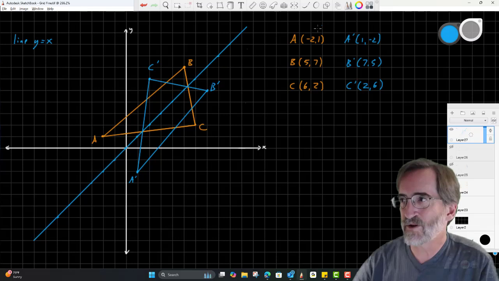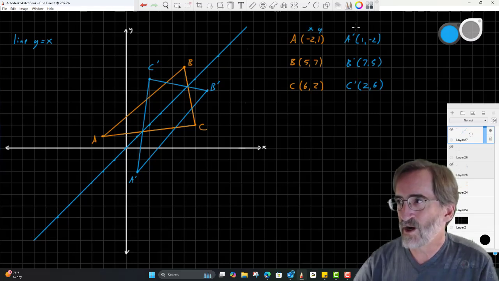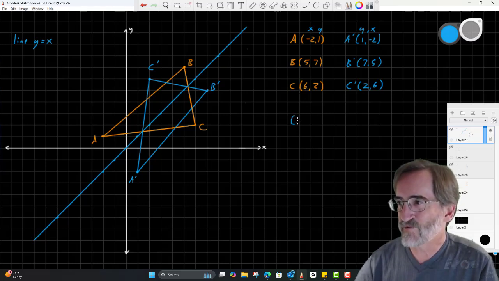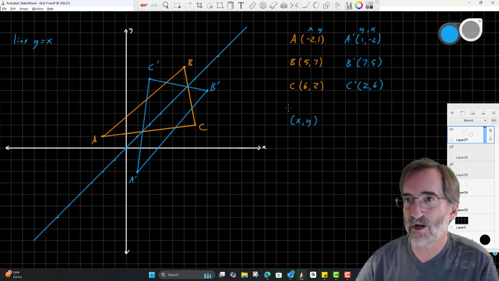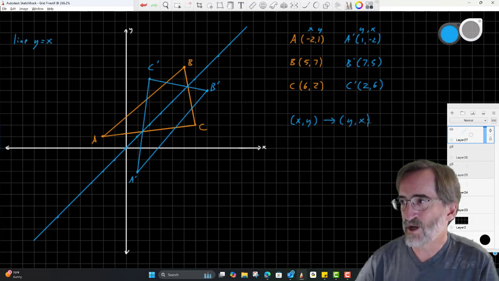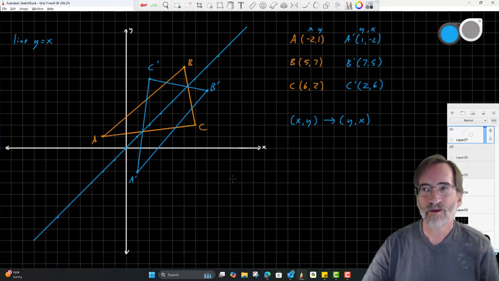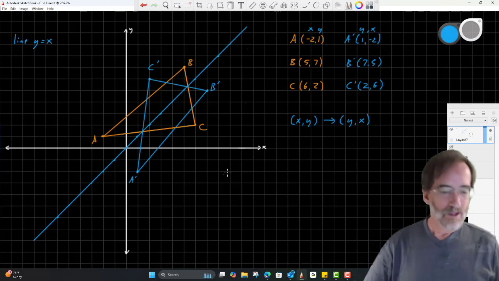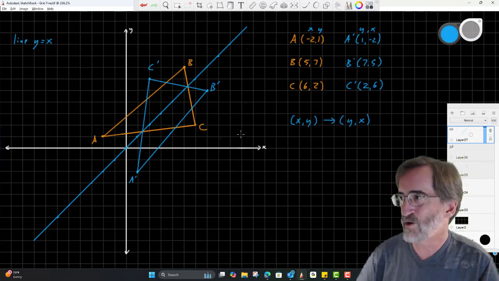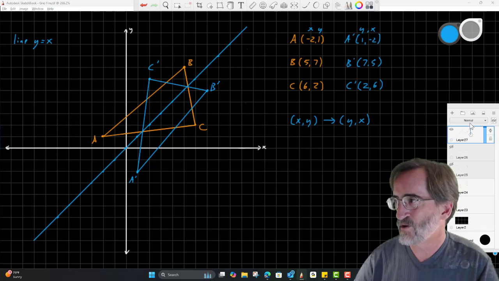Do you see what's happened? The x's and the y's have switched places. So the transformation notation for a reflection across the line y equals x is to switch the x and the y. Switch the x and the y. Okay? All right. And then there's another kind of reflection called a point reflection. So let's go ahead and look at that here.